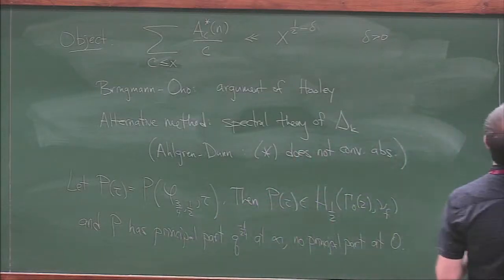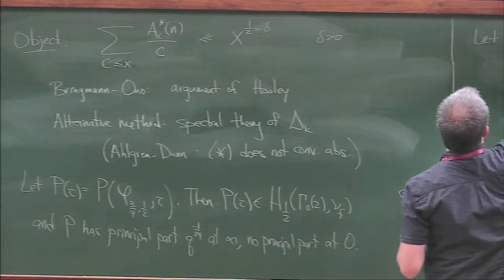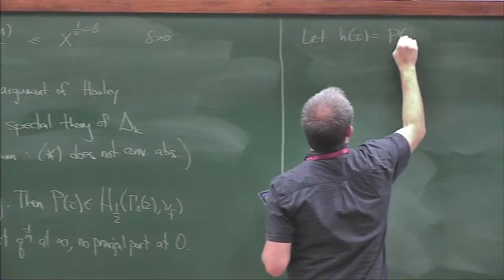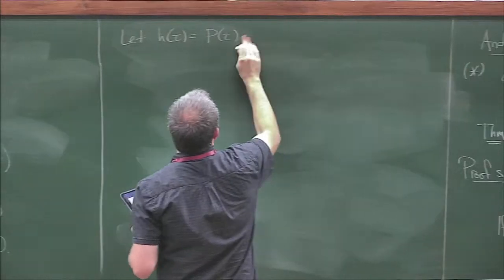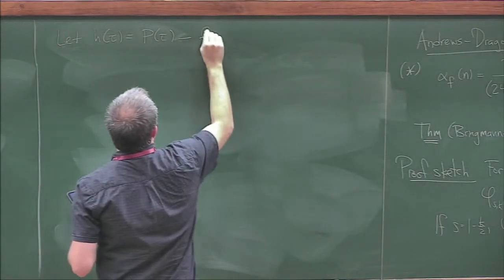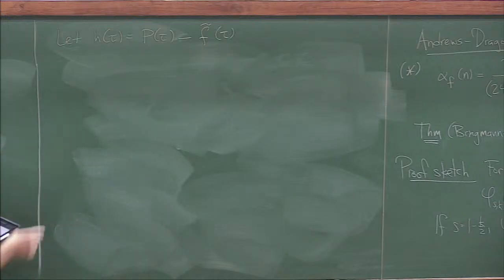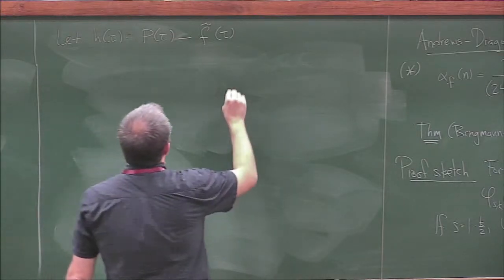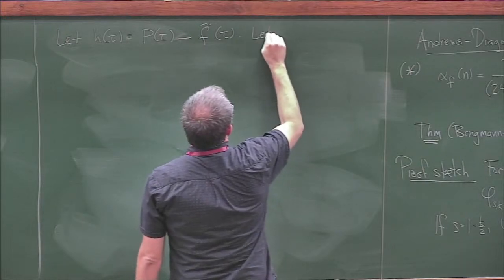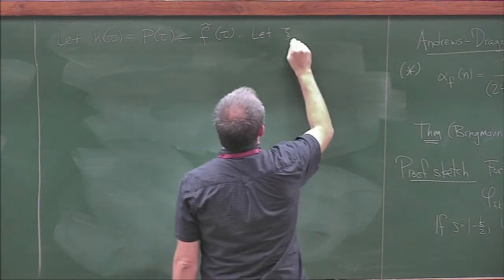Okay, so what we want to do, let's let h of tau equal p of tau minus, let's call this f tilde of tau. Actually, I think I did call it that here. That's the completed version of f of q. So I'd like to show that these two things are equal, that p of tau equals f tilde of tau. So I want to show that h is the zero function. But I don't know that yet. I just know it's a harmonic Maass form. So what I can do is take the shadow.